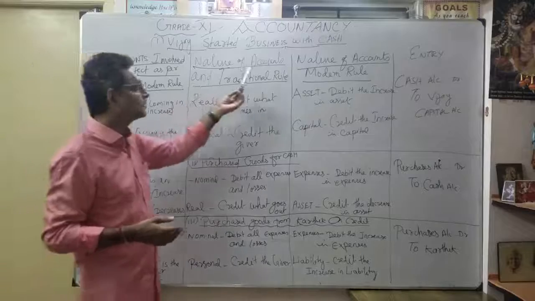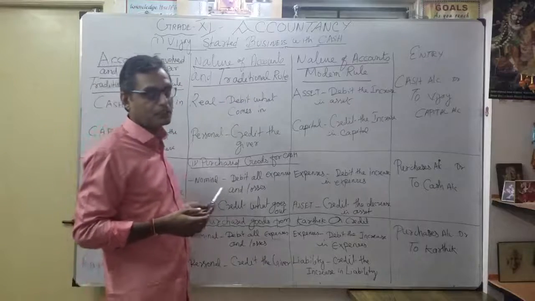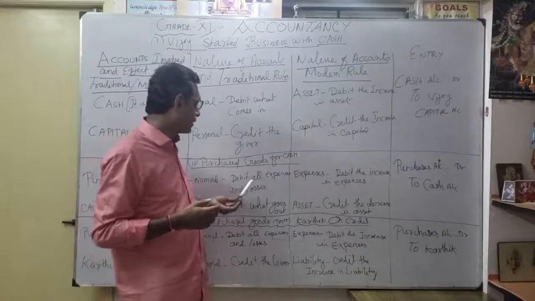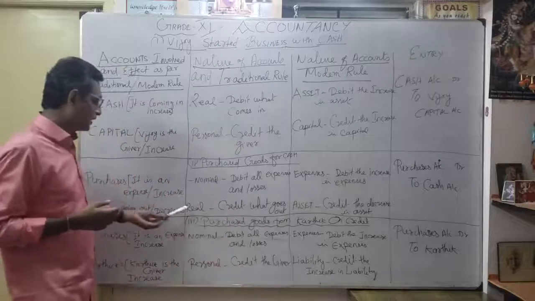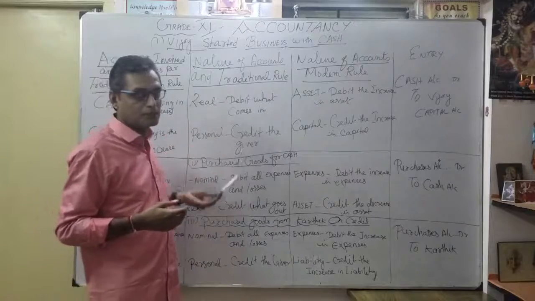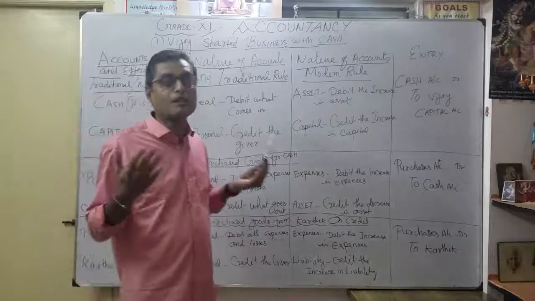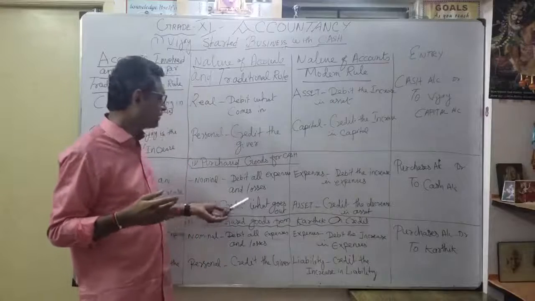Under the traditional rule, what is the format? Purchases is a nominal account: debit all expenses and losses. So naturally here we debit the expense. Thereafter cash is a real account under the traditional rule. What is the rule here? As a real account, debit what comes in, credit what goes out. Here, credit what goes out.